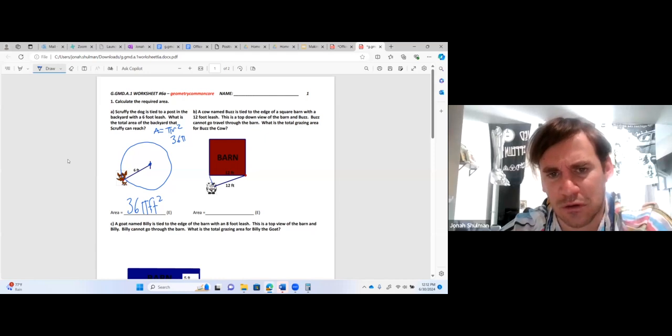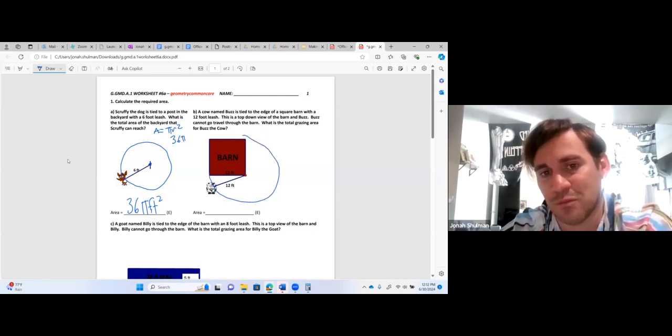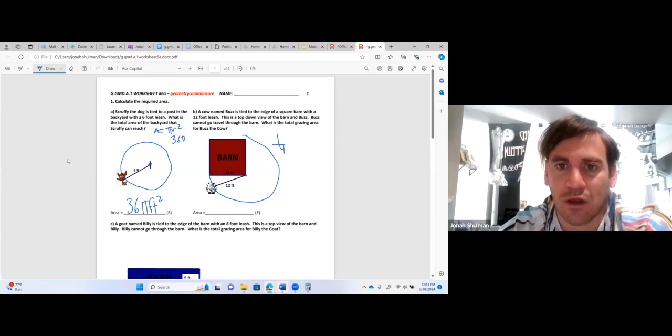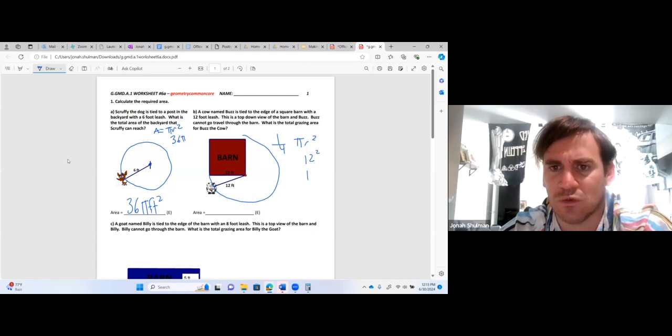But now we've got Buzz the cow. And Buzz can only go not all the way around. You see? So Buzz can go how much of the circle? So Buzz can only go 1/4 because that matches. So this is 1/4 times pi r squared. And the radius here is 12. So 12 squared is 144 pi. And I got to multiply this by 1/4.